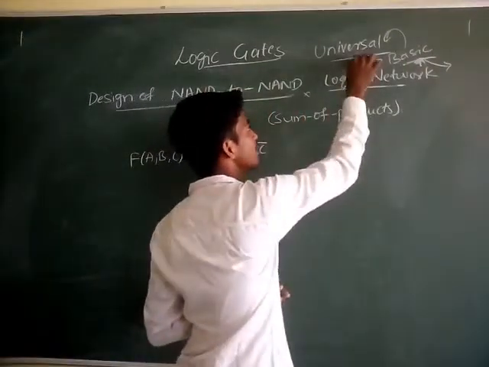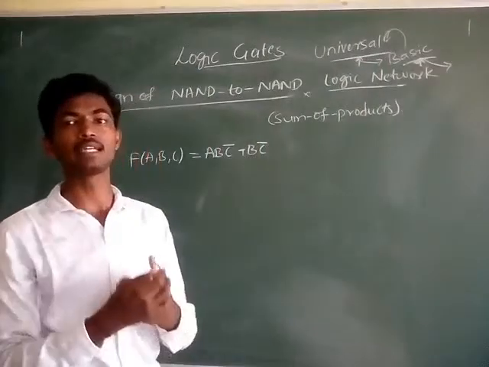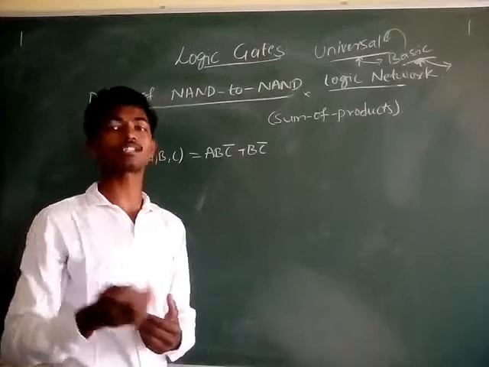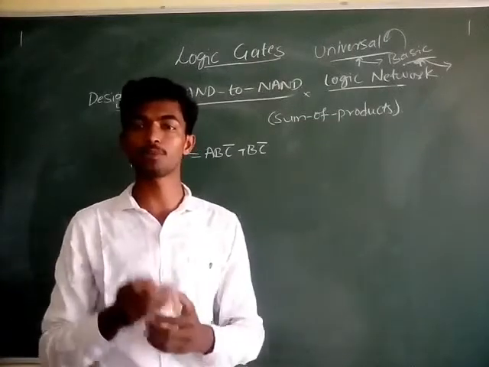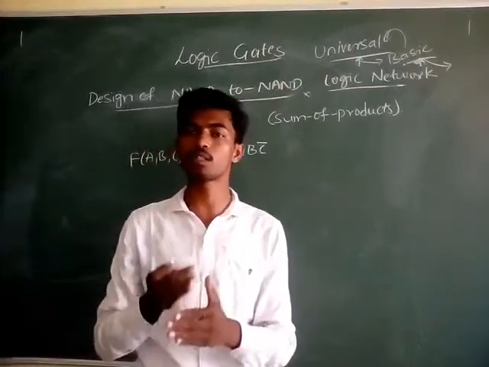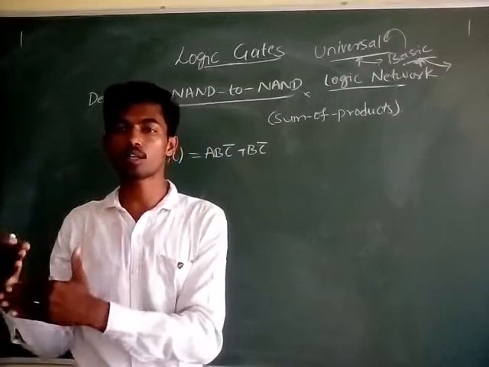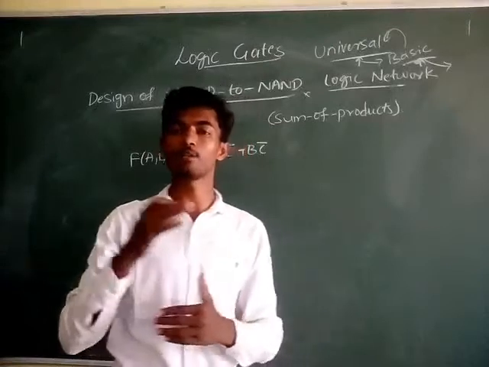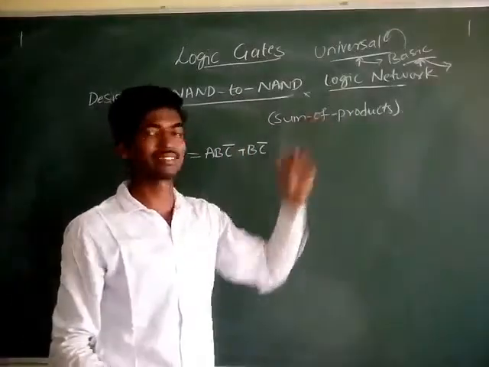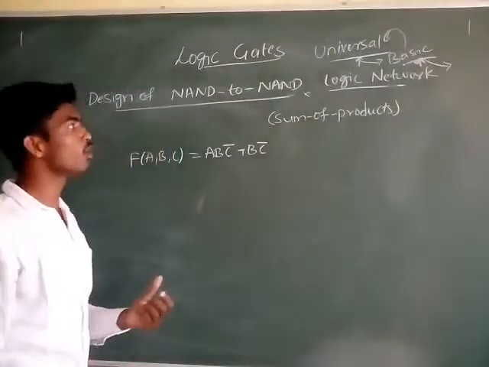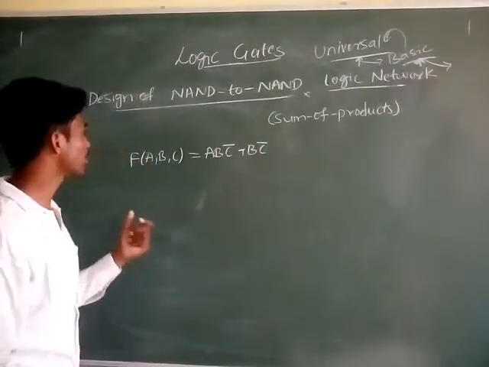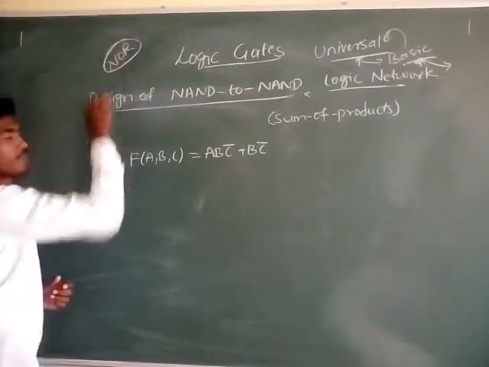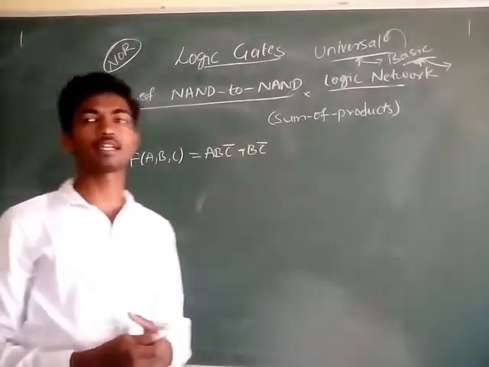And the universal gates are basically of two types. One is NAND, another one is NOR. In the last video lecture, I explained how to convert the given NAND gate into the NOT gate, the NAND gate into the AND gate, and the NAND gate into the OR gate, which are all basic logic gates for us. Now, in this section, I am going to explain another universal gate, that is the NOR gate, and one application of the NAND gate.